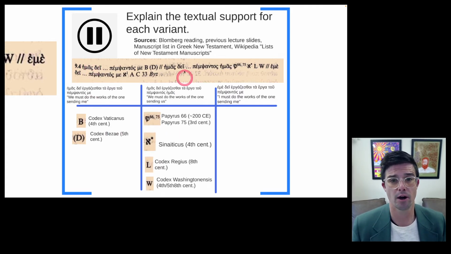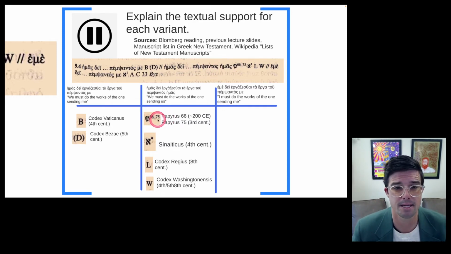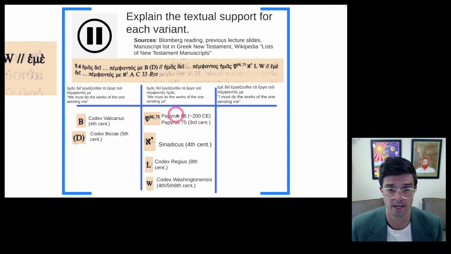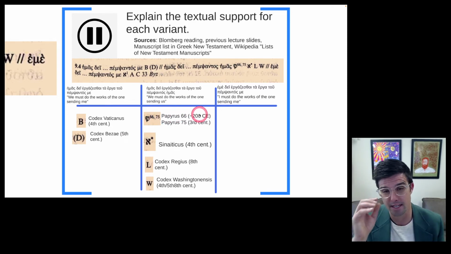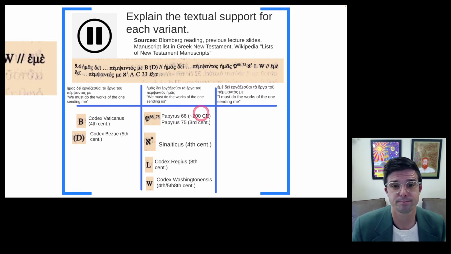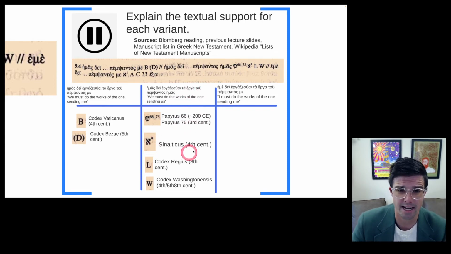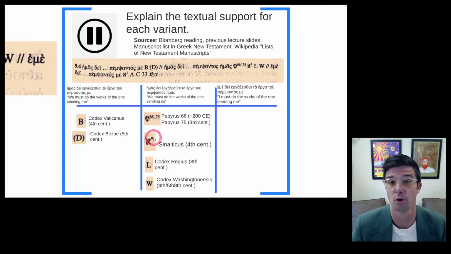With respect to our second reading in this variant, we have P66 and P75, one very early papyrus from about 200 CE, so one of the first witnesses to the New Testament in textual form. P66 attests to this reading, and P75 from the 3rd century also attests to this reading. Sinaiticus from the 4th century is going to attest to this reading, and the asterisk here, remember, means the original reading of Sinaiticus that was later changed. We're going to see that show up again over here in the next column.